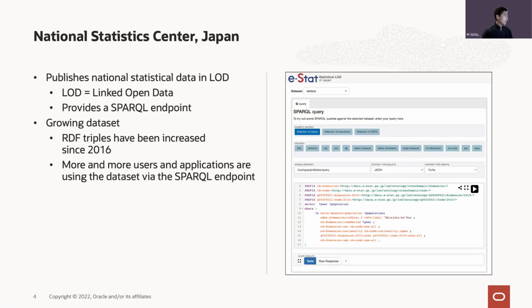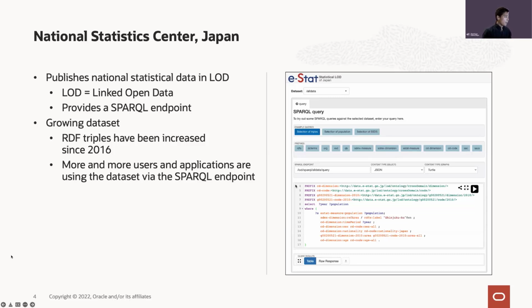As an example, our customer, National Statistics Center, Japan, they are publishing national statistical data in LOD, linked open data. They provide a SPARQL endpoint like this. This is a web screen of that endpoint. The people can write a SPARQL query here to get the result on the screen. At the same time, they can run SPARQL queries using REST API to get the result in JSON.